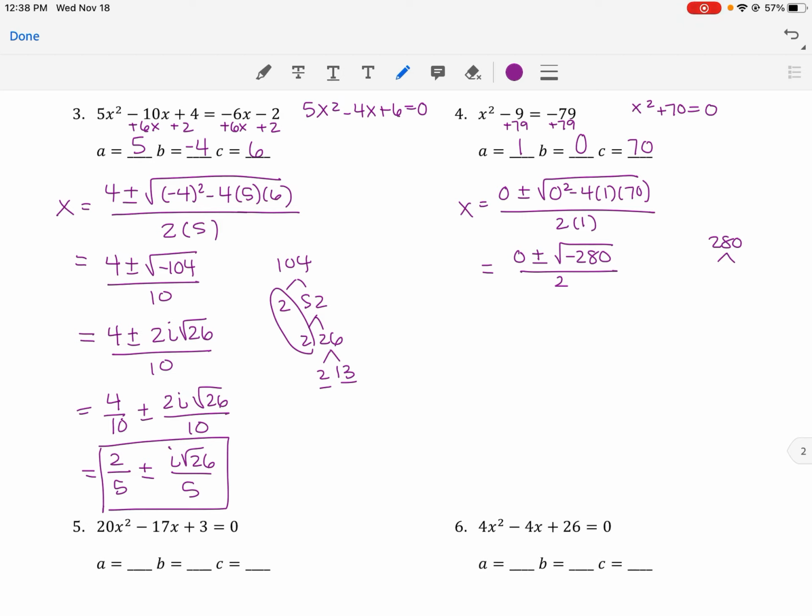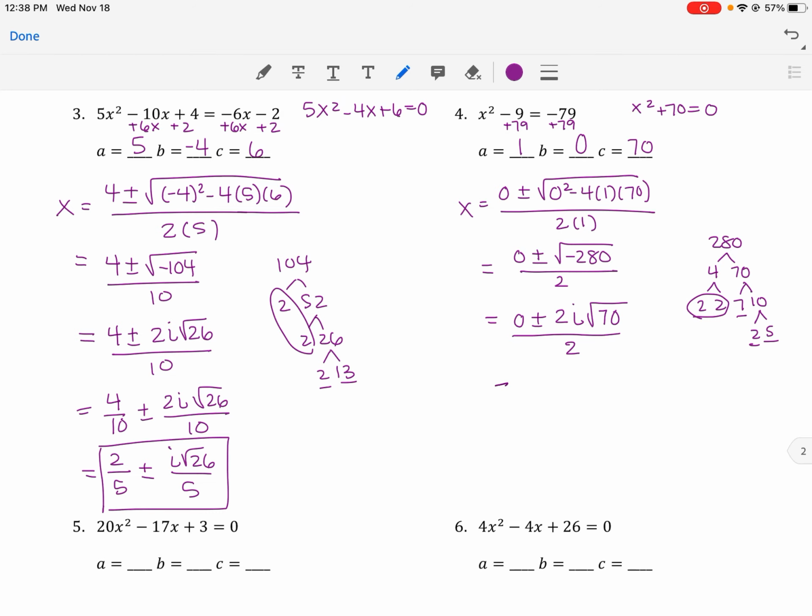The negative will mean there's an i, but let's break down 280. 280, I get 4 and 70. 4, I get 2 and 2. 70, I get 7 and 10. Then I get another 2 and 5. So there's a set of 2's I could pull out. So 0 plus or minus. There's a 2 I can pull out. There's a negative, so I'm pulling out an i. And I'm left with 2 times 5 times 7, or that's just the square root of 70, all divided by 2.